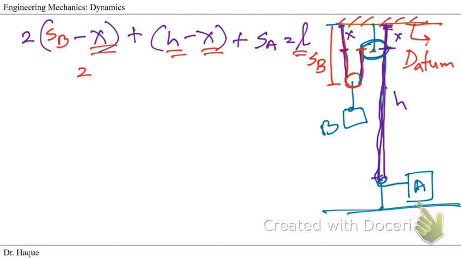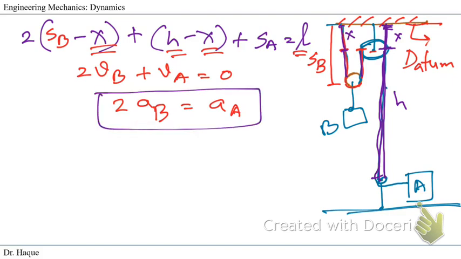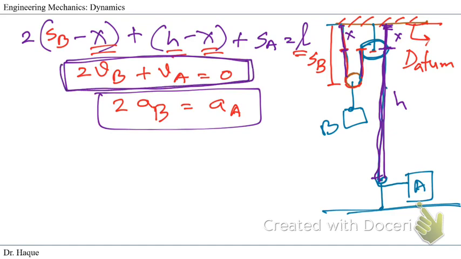Again, we will have 2VB plus VA equals 0. It's the same equation that we had before, that leads us to twice the acceleration of B equals the acceleration of A. Same as we derived in the previous slide. So no matter where we assume the datum, it will be the same.